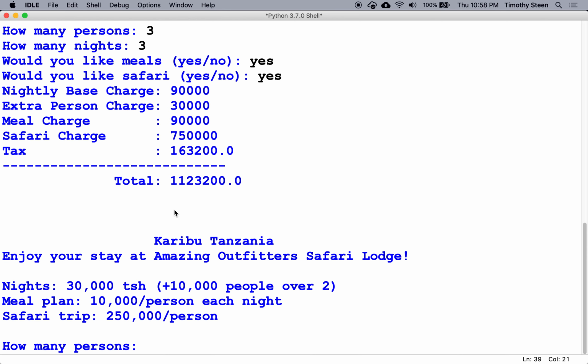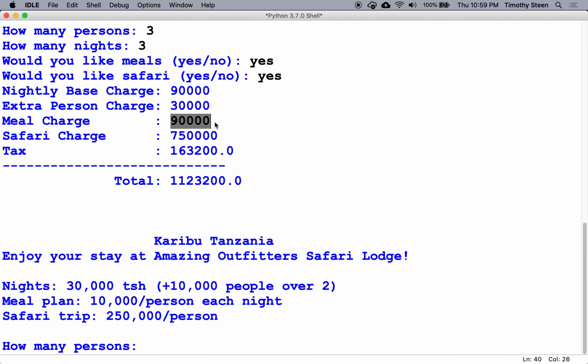Now, how many persons? 3. How many nights? 3. So that's 90,000. The extra person charge, it's 10,000. I'll go down here and take a look. 10,000 for people over 2. We had 3 people, so we need 10,000. So why is this 30,000? Because we stayed for 3 nights. So it gets charged per night.